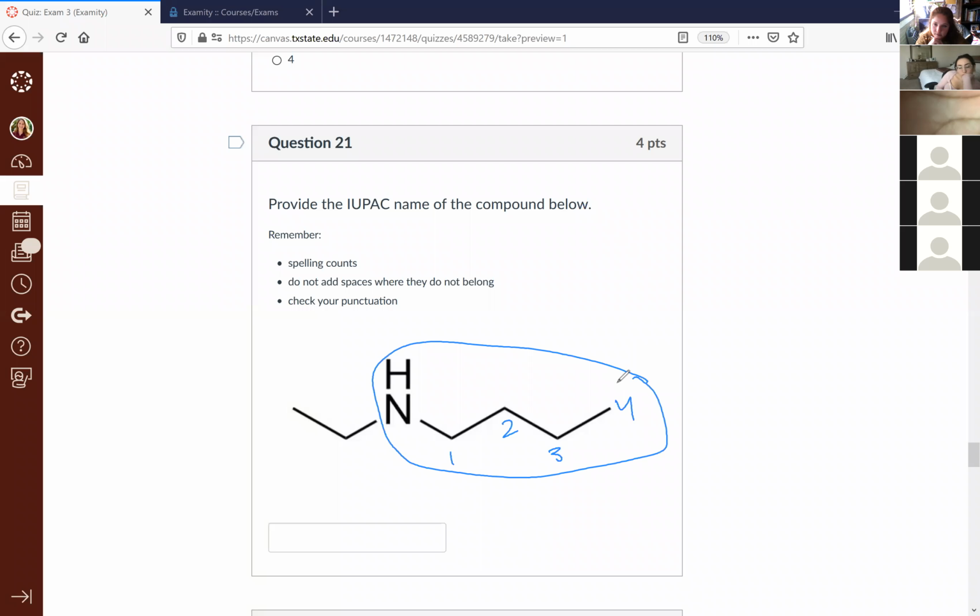It's butanamine. So butanamine, however you want to say it. The other thing that we have to indicate is that the amine is on carbon number 1, because you can also have 2-butanamine. All right, so 1-butanamine. And then our other substitution is on the nitrogen. So how do we indicate that?